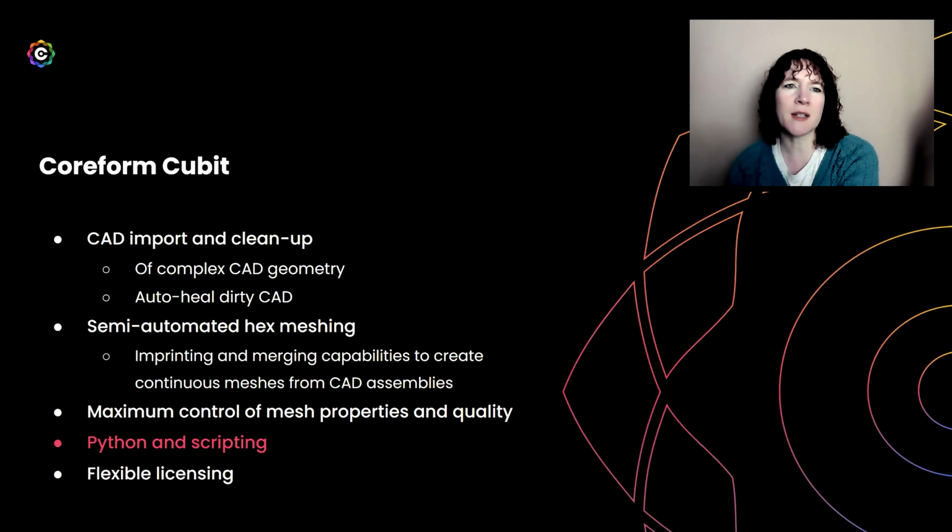Coreform Cubit is our mature software, and it's the commercial version of Sandia National Labs Cubit software. It's a general purpose meshing toolkit with a number of really useful features. There's CAD import and cleanup, there's semi-automated hex meshing, lots of tools for imprinting and merging and healing. Coreform Cubit gives you maximum control over your mesh properties and quality. And of course, Cubit has its own scripting language, which is very useful, but it also has a wonderful Python API. And that's what we're going to be discussing today, is how you can use that Python API and the benefits of Python to simplify some tasks, to automate repetitive tasks, and get maximum control over your own Cubit experience.